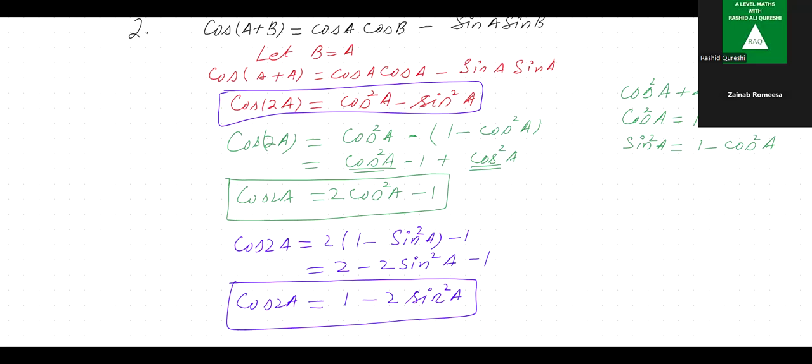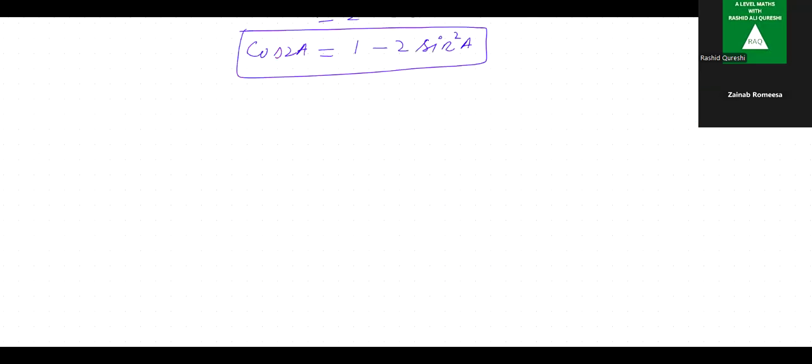The last result is remaining. Because we are doing the double angle formulas, the third one is tan of A plus B. As we know, tan of A plus B is equal to tan of A plus tan of B, divided by 1 minus, the plus sign becomes minus, tan of A into tan of B.